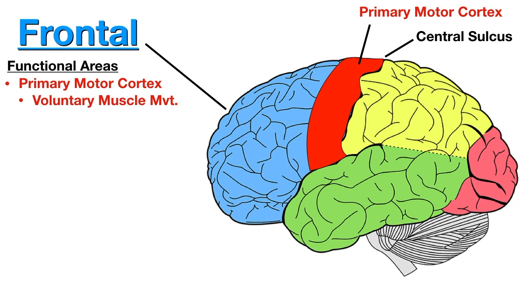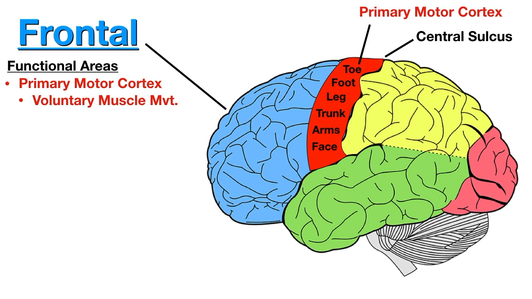So the brain will send information from the primary motor cortex of the frontal lobe through the spinal cord out to the skeletal muscles to tell them to move. And the body can be mapped out on the primary motor cortex like you see on the image. What this does is it shows which specific area of the brain controls movement of which specific body part.